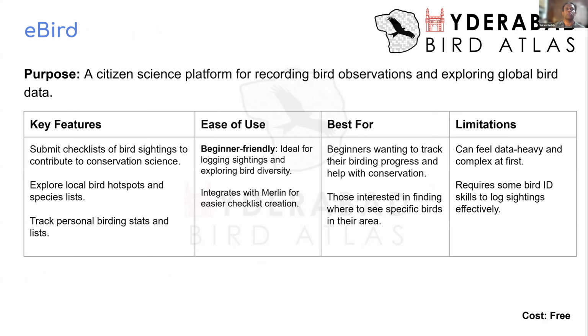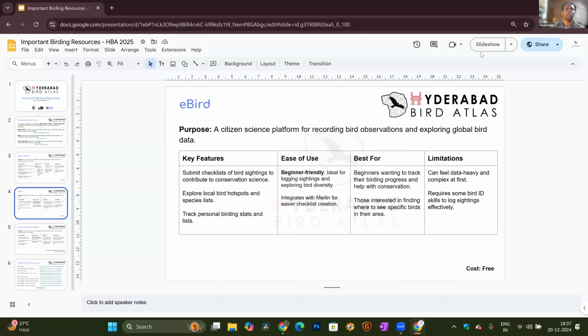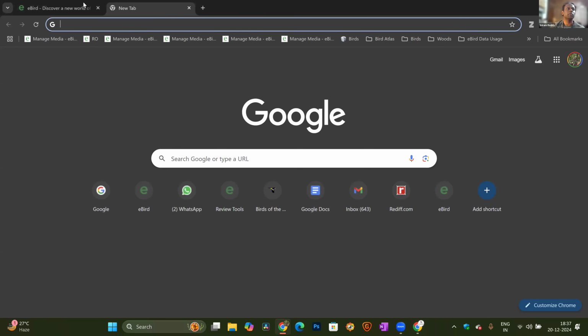Now I'll talk about eBird. eBird is where you document your observations, whatever birds you have seen. Previously, in three sessions to be precise, we talked about how to identify birds in different kinds of habitat: wetland birds, woodland birds, and generalist birds. Once you know how to identify, eBird will help you document those observations. I'll open it and show you how eBird looks.